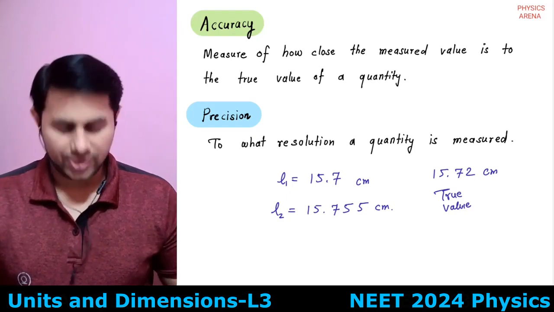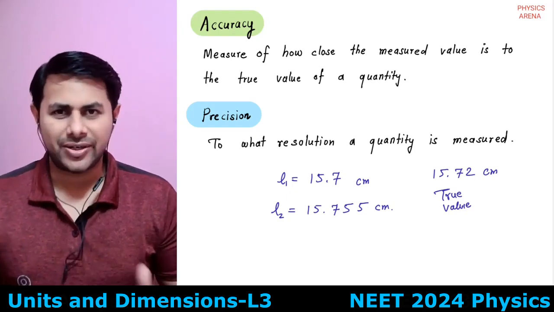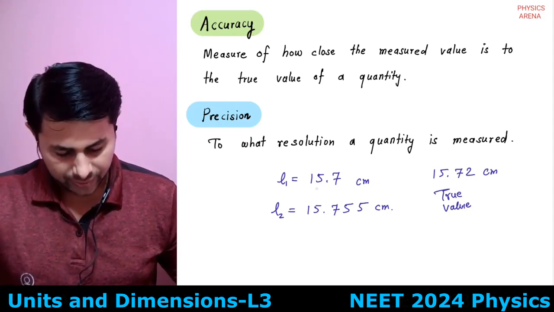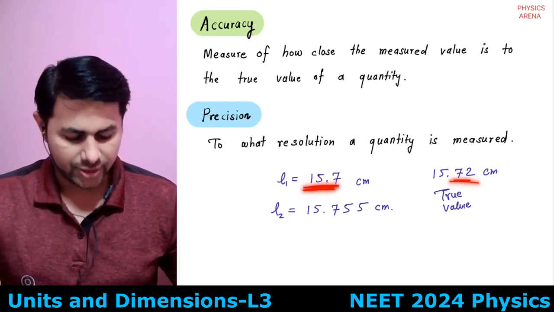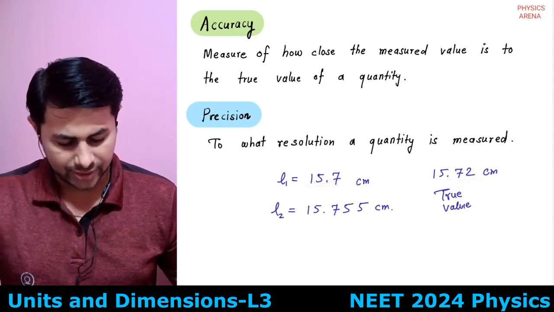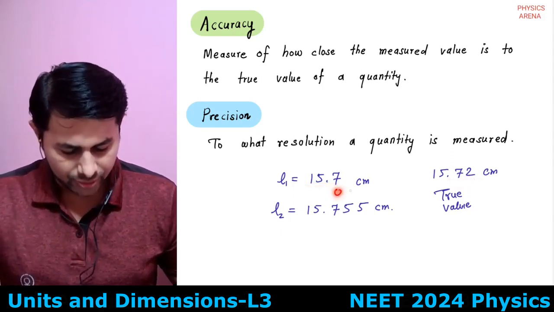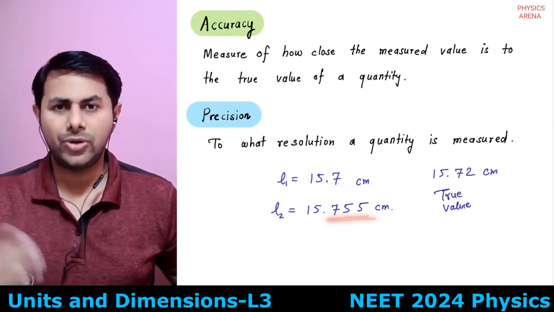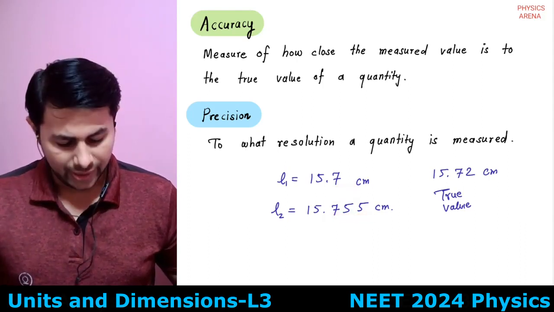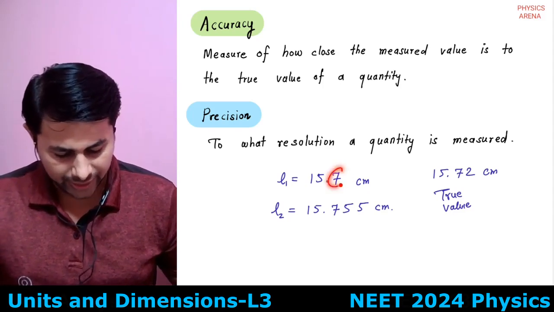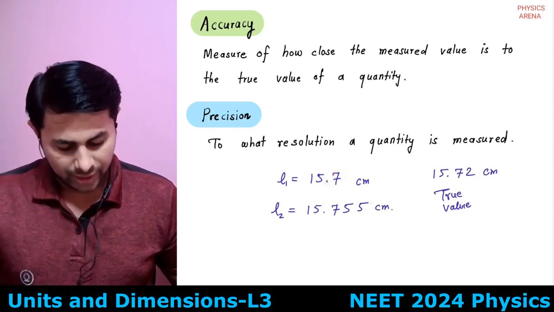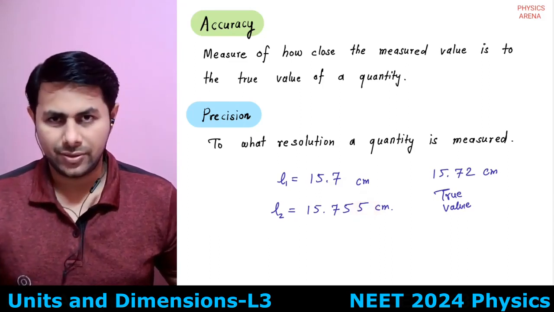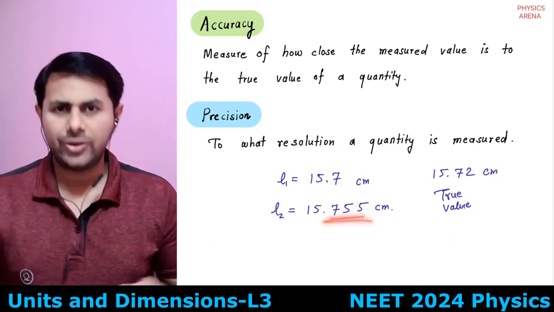15.755. Okay. So see, in the English language, precise means accurate. But here, what's the difference? This reading is closer to 15.72. The difference is 0.02 centimeters only. This reading is more resolved. By more resolved, I mean I can measure, so here I can measure 1/10 of a centimeter. Here I can measure 1/1000 of a centimeter. Okay, so this is more resolved.